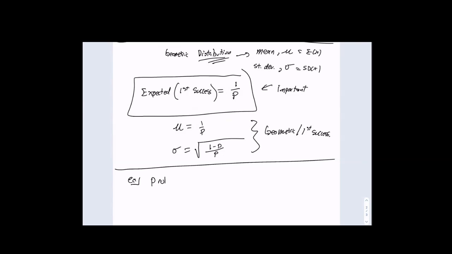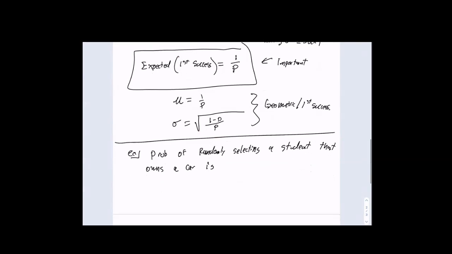The probability of randomly selecting a student that owns a car is 0.08. So let's say 8% of students own a car. I know that's probably a little too much. Maybe I'm wrong. Maybe it's too little.